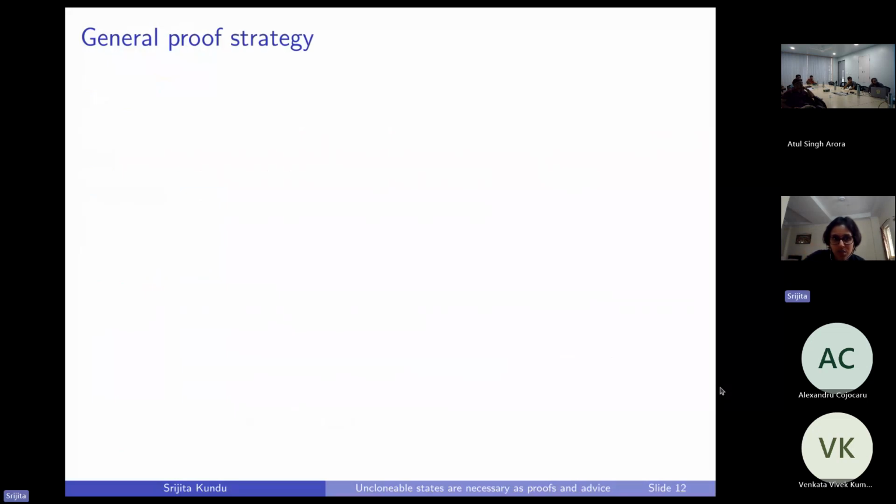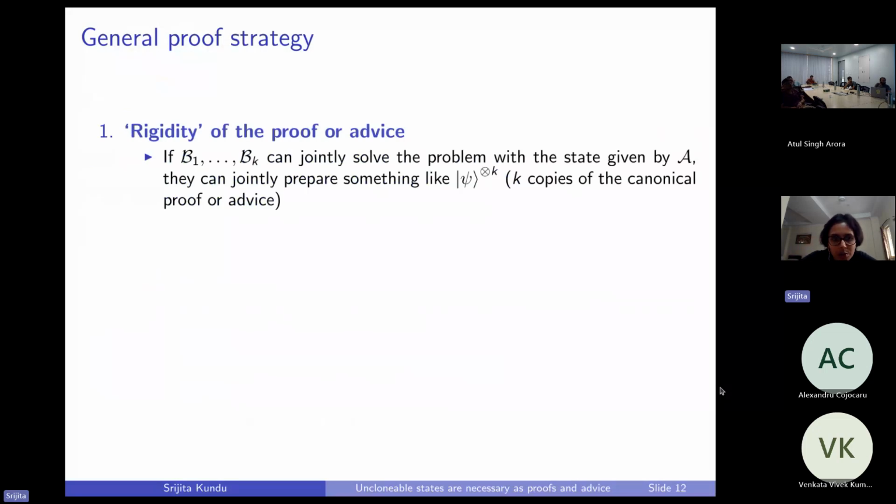So I'll talk about what our general proof strategy is. The first part of our proof strategy is to show a sort of rigidity result for the proof or advice state. Here I'm borrowing the word rigidity from the literature on non-local games, but I'm writing it within quotes because it's a much weaker notion of rigidity than that. So what we'll show is if the verifiers B1 to BK can jointly solve the problem, the QMA problem or the BQP by qpoly problem or whatever, given some proof or advice state, they can also jointly prepare a state that is something like psi to the k, where psi is the canonical proof or advice state.